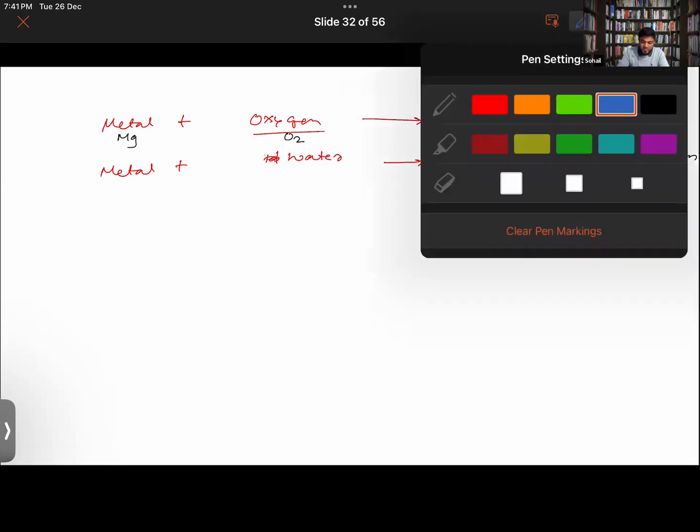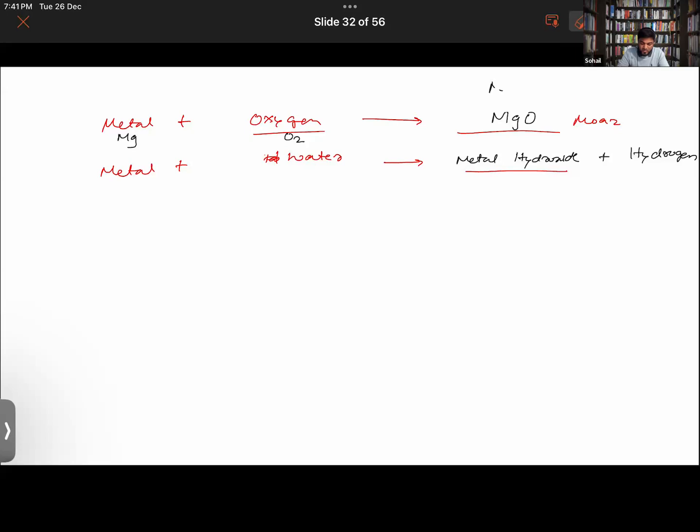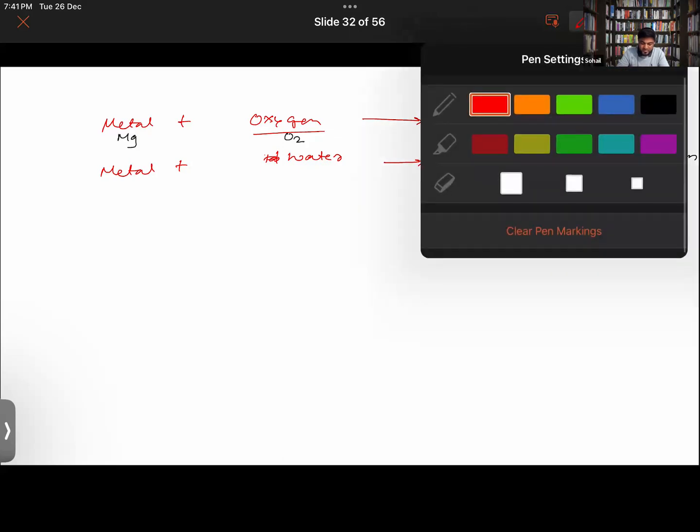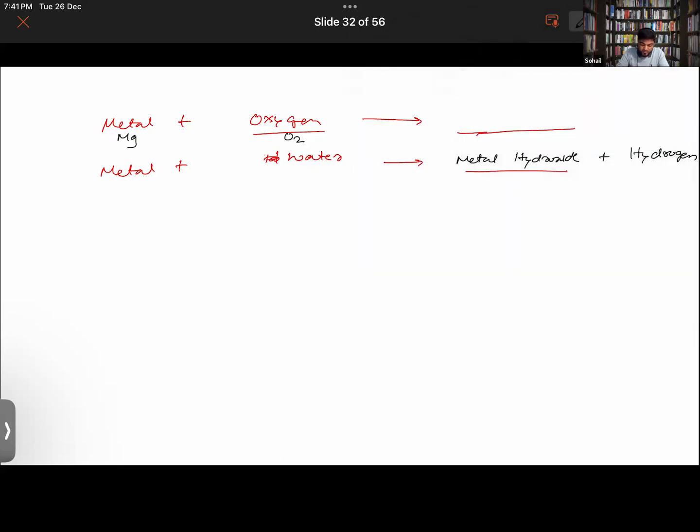Always remember. Okay. No issue if you haven't revised, but now you will have to revise because in every class I will be asking questions from everyone. Okay, so that gives you a metal oxide.